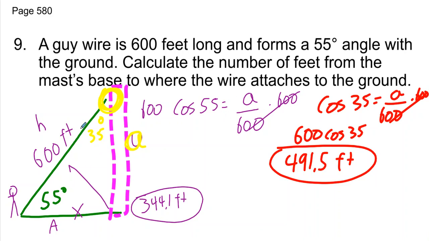As with all triangles, the hypotenuse has to be the longest side, and since 55 is bigger than 35, this side should be the second longest side. If I got a number that wasn't bigger than 344, I did something wrong. If I got a number bigger than 600, I did something wrong.